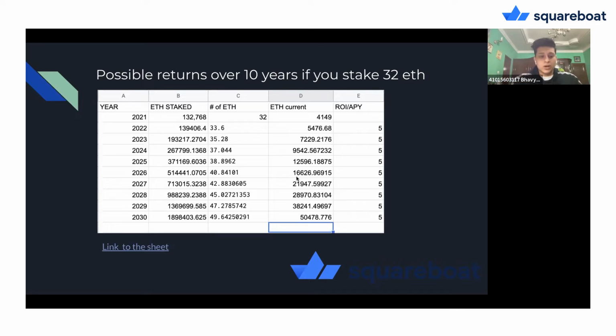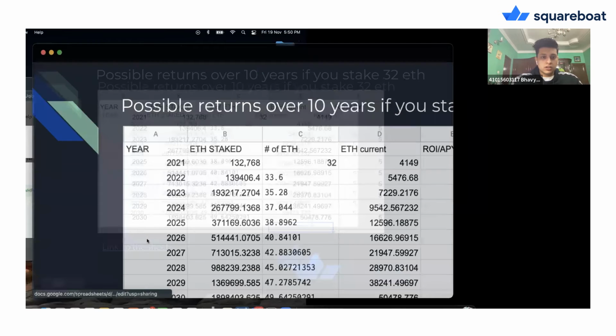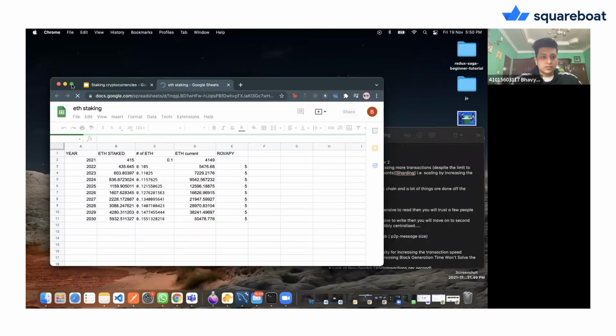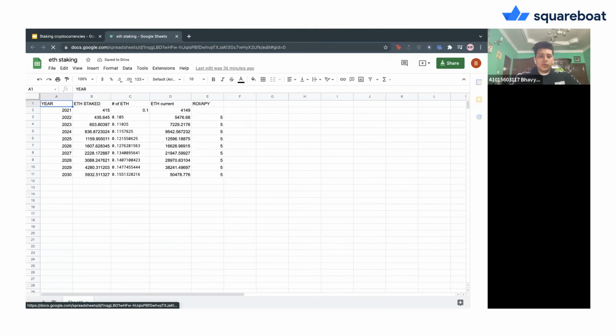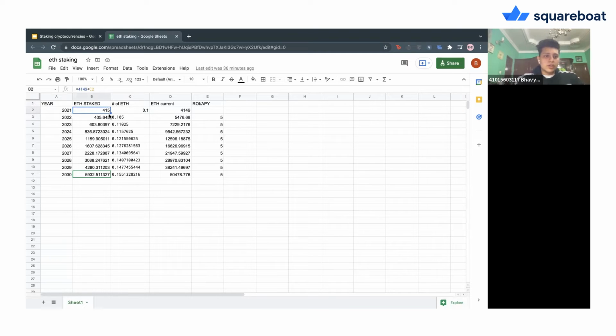So to scale it down, let's say currently I'm staking 0.1 Ethereum. The current rate of Ethereum is $4,000. So according to it, if I'm regularly investing that amount, or if I let that amount stay for the next 10 years, that $415 could convert into $6,000 easily.